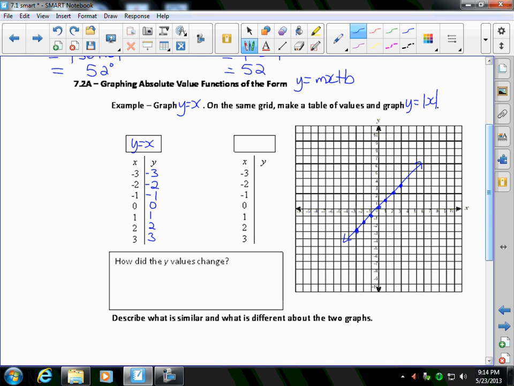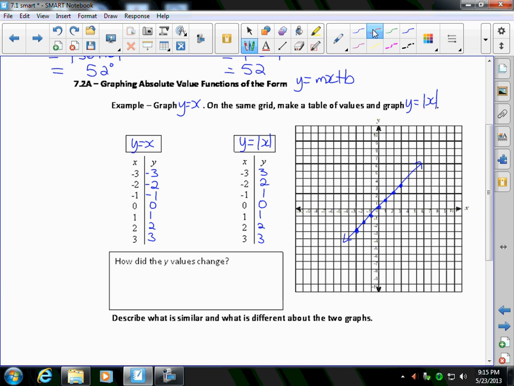And this line could extend, but those are the values that I've picked. So now if I do the absolute value of that, whatever my x is, I'm going to put it in the absolute value and get my y. So absolute value of negative 3 would be a positive 3, negative 2 would be a positive 2, negative 1 will be 1, 0 will be 0, 1 will be 1, 2 will be 2, and 3 will be 3. So nothing changes there.